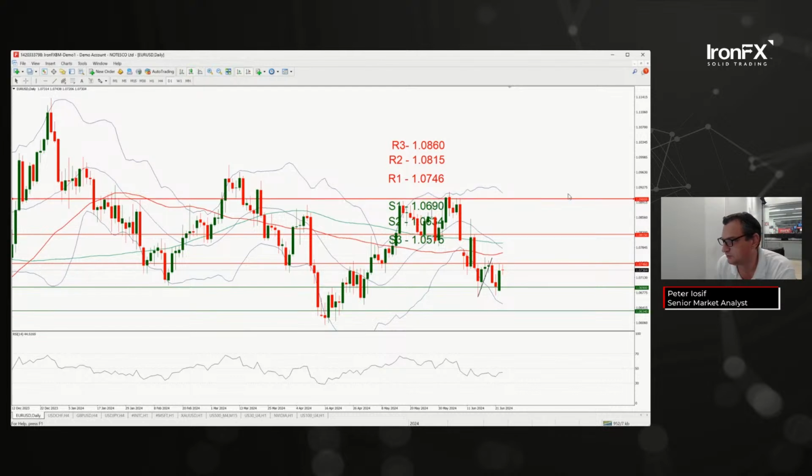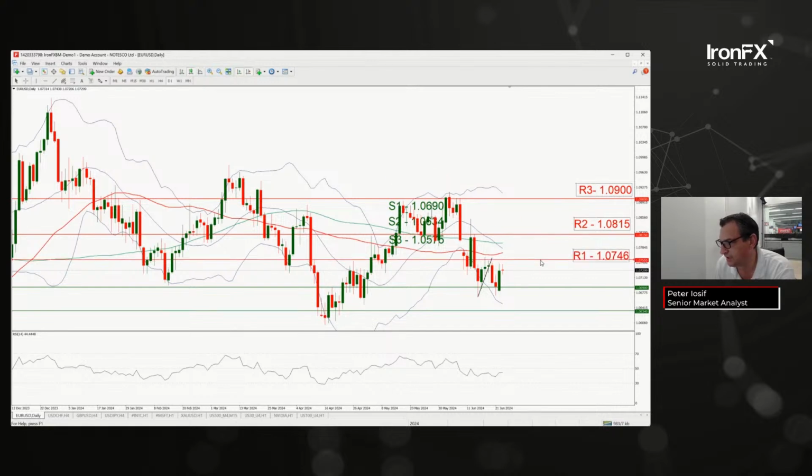Okay. Could go a little bit thinner. Let's leave it. Adding a label. 1.09 and second resistance line at 1.0815 and first resistance line at 1.04. That could go a little bit higher. 50.